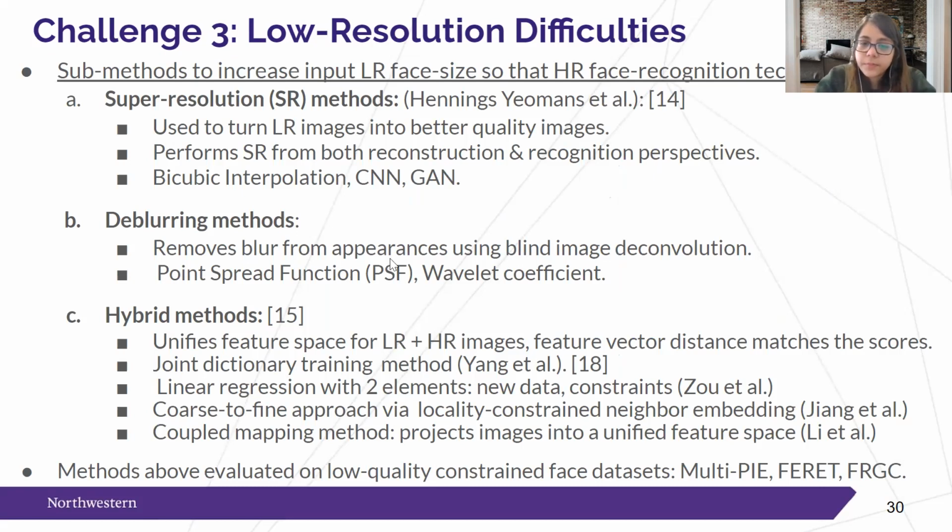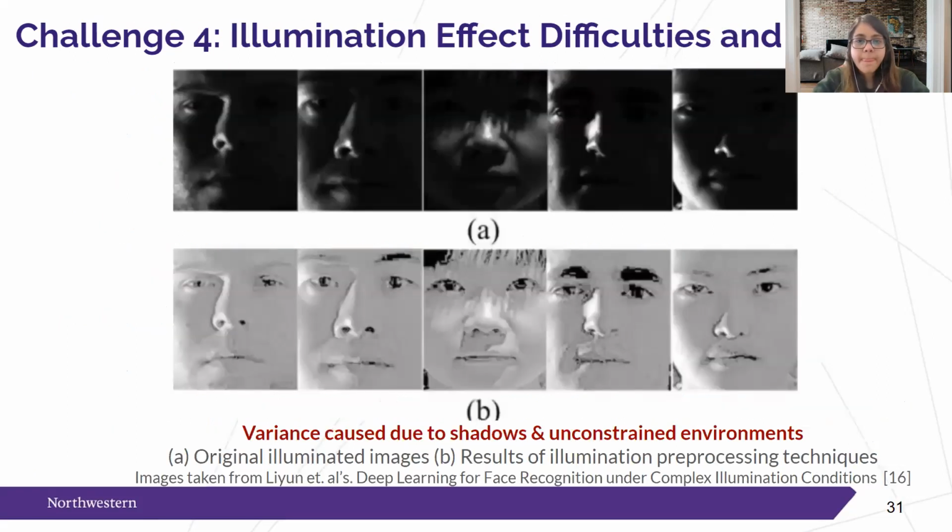There are some approaches stated by a number of researchers. Yang stated the joint dictionary training method. Then Zhu used linear regression with two elements, new data and constraints. Hybrid methods combine both the local and the global method techniques. However, all the low resolution research that has taken place has been done on low quality and constrained face data sets. So better data sets need to be used so that we can achieve better accuracy rates.